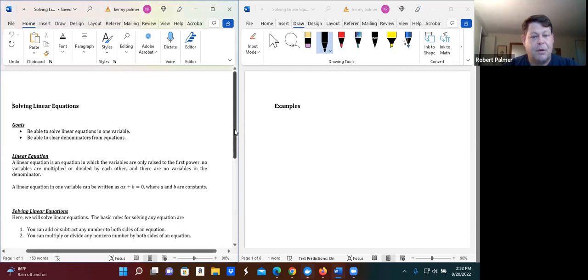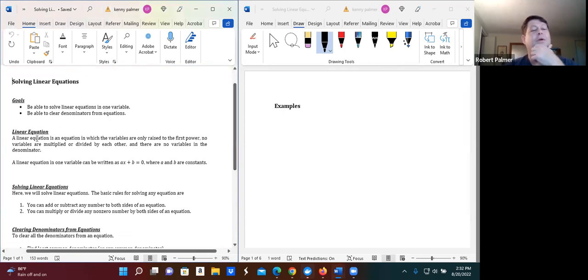So first off, let's start over here on the left. What a linear equation is. Let's just read this. It says a linear equation is an equation in which the variables could be more than one, but we'll look at equations with one variable mainly, are only raised to the first power. So anytime it's a linear equation, any variable is only raised to the first power, no other power. It says no variables are multiplied or divided by each other, no variables in the denominator, no x squared or square root of x or anything like that, or cube root or e to the x, anything like that.